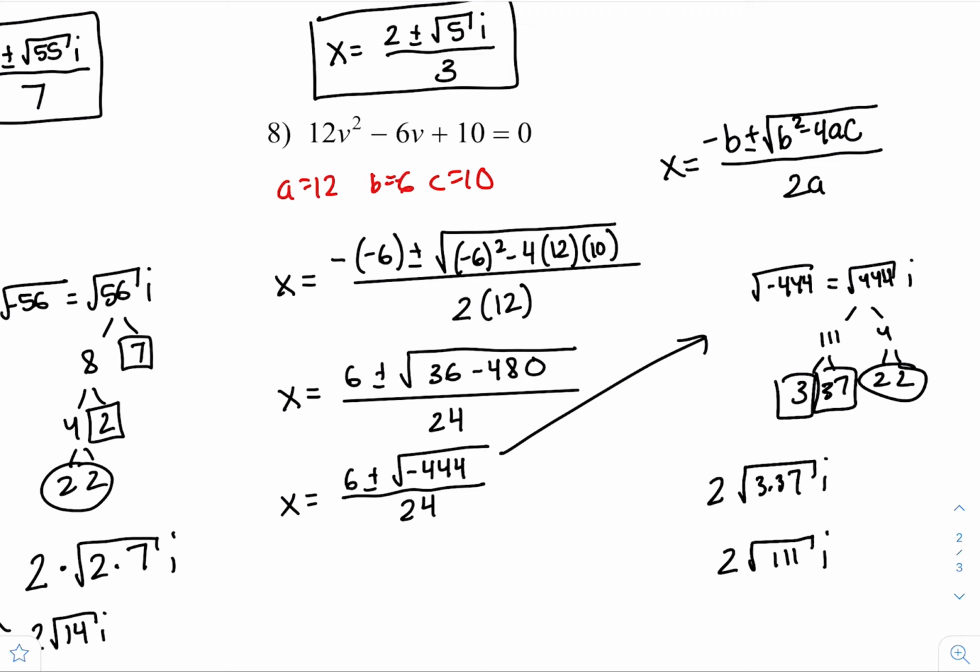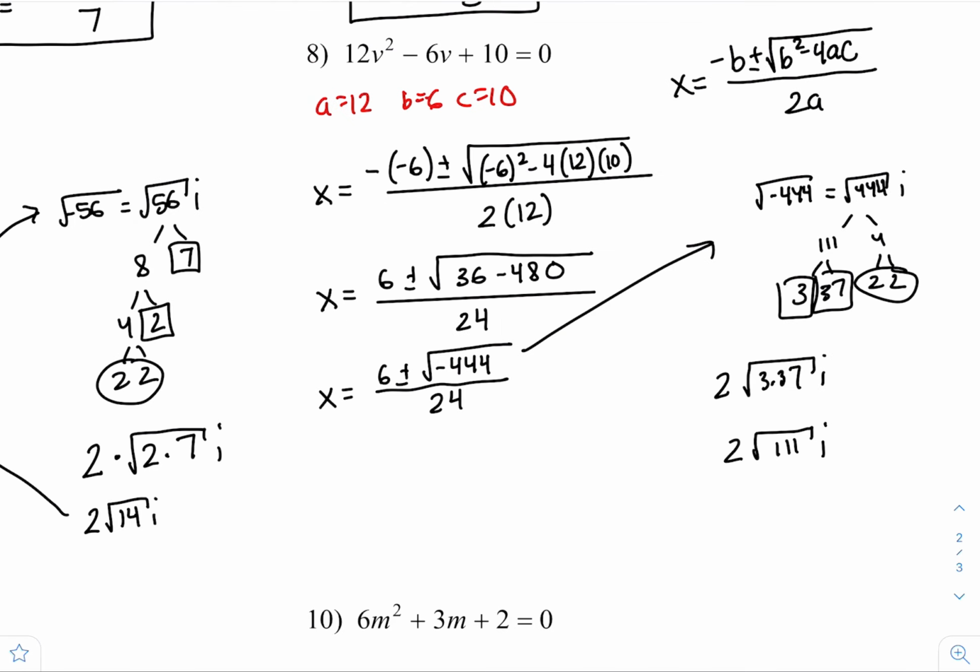Sorry, so let me rephrase that. You get positive square root of positive 444i. The factors are 4 and 111, so 4 is 2 and 2, 111 is 3 and 37. 3 and 37 are leftovers, so those go on the inside. 2 times 2 is 4, square root of 4 is 2, which is why we only put 2 on the outside of it.